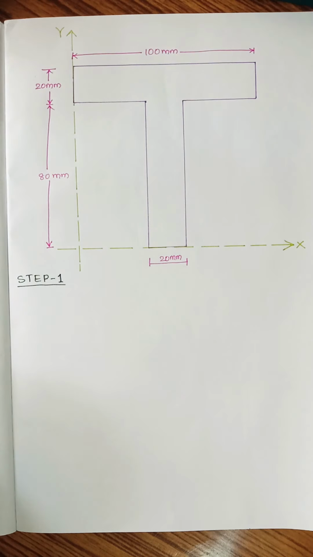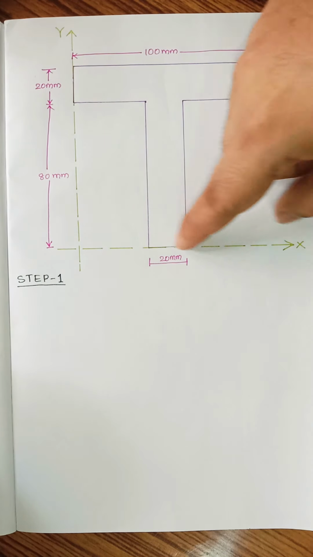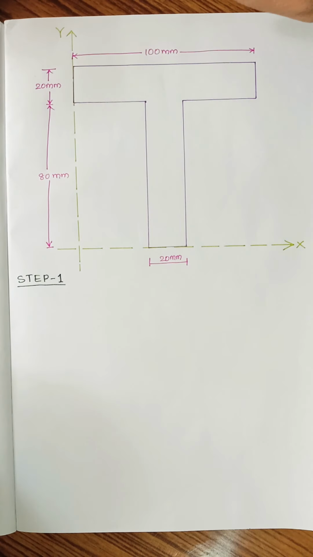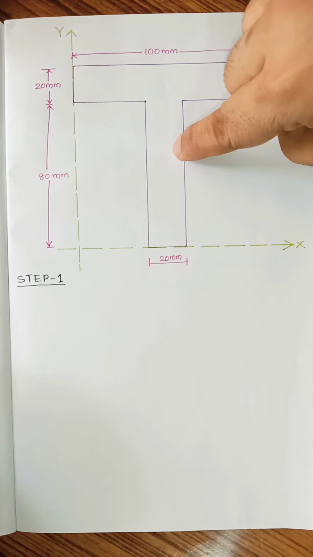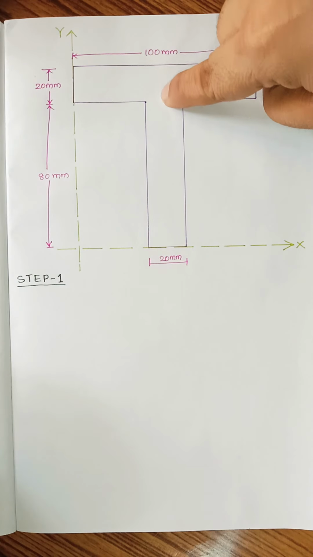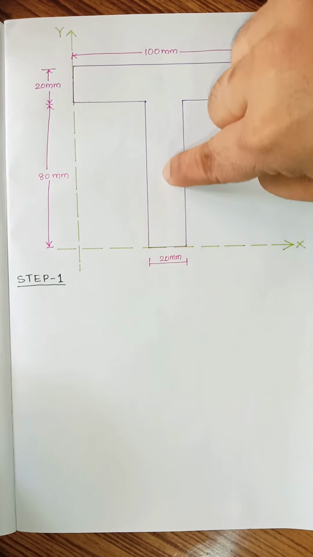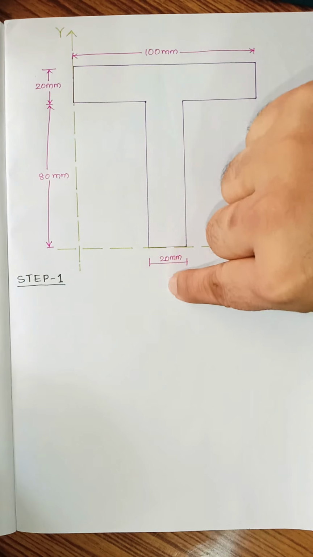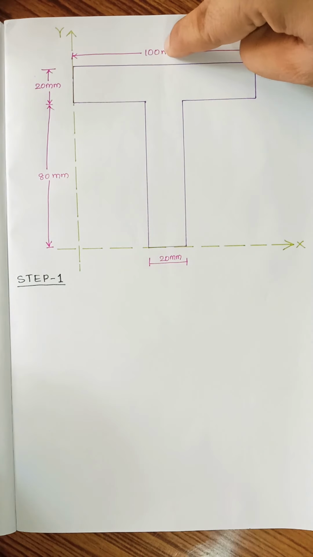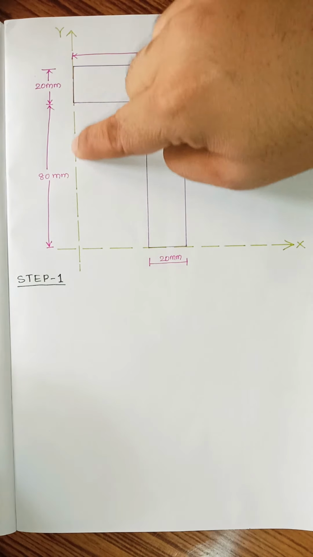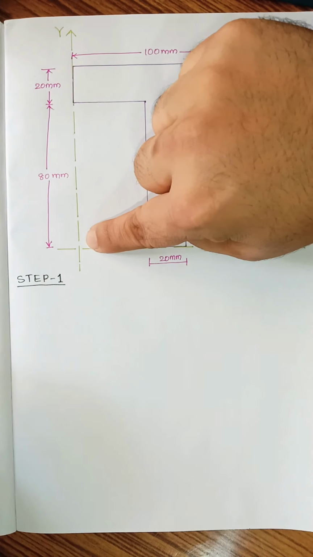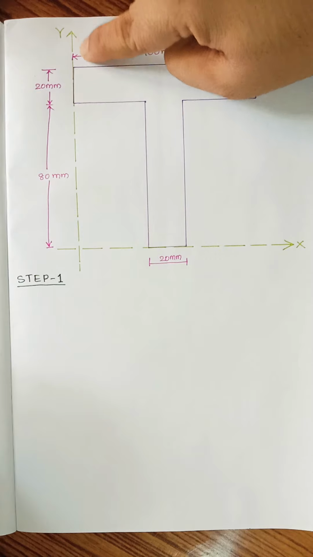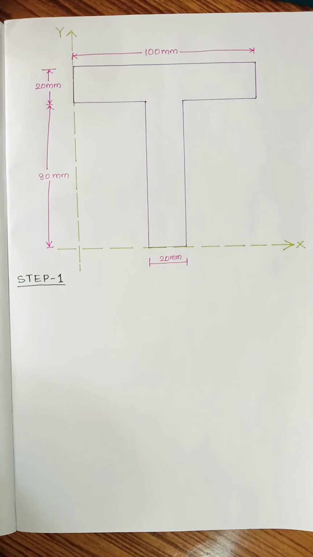Generally in the question they don't give us the x-axis and y-axis. Here I am just considering it in the first quadrant. Generally this is a symmetric section. When I draw a line passing through the center, it will be symmetric about the y-axis. But I am considering it in the first quadrant, with the reference x-axis exactly at the bottom, and the reference y-axis towards the left side of the section.